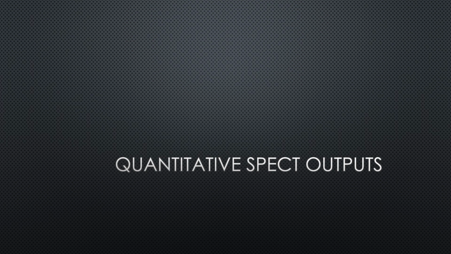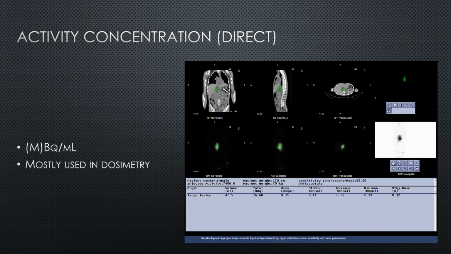So what are our quantitative SPECT outputs? Our direct output from a calibrated scanner is activity concentration, which really is mostly used in dosimetry and is really only helpful in dosimetry.